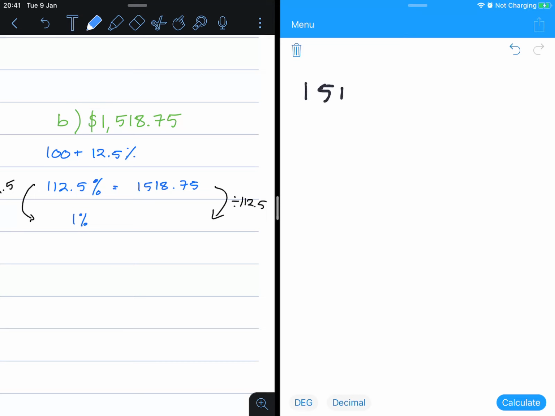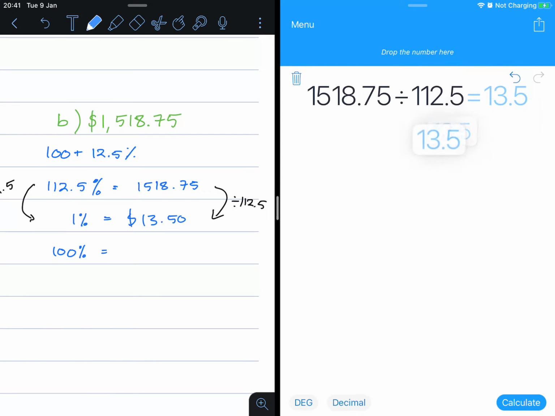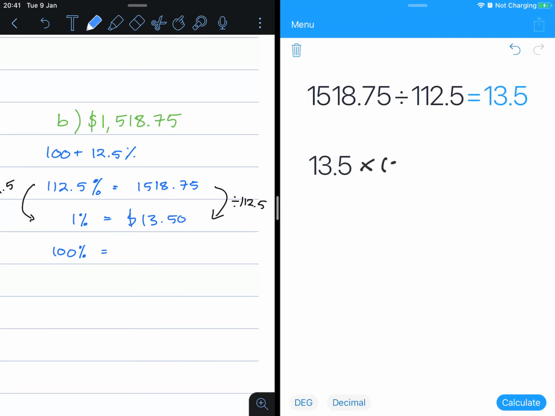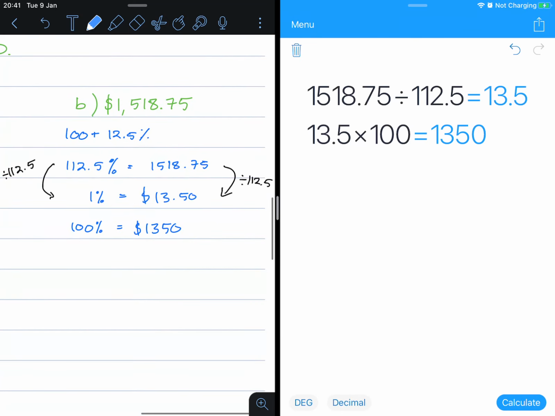$1518.75 divided by 112.5. That's $13.50. Now to find 100%, we simply multiply that by 100 to find the original value of 1350. That is the original value.